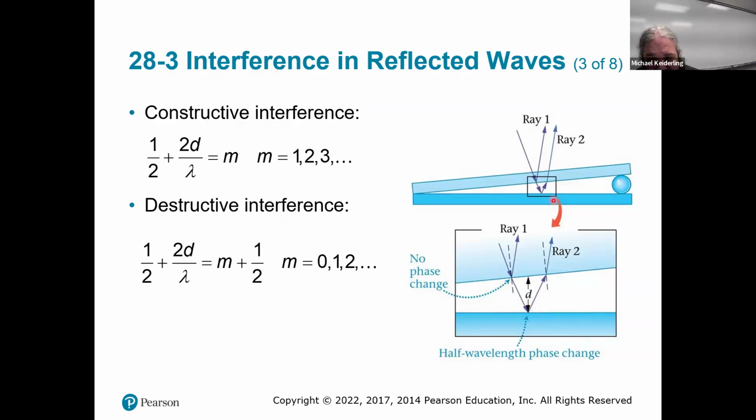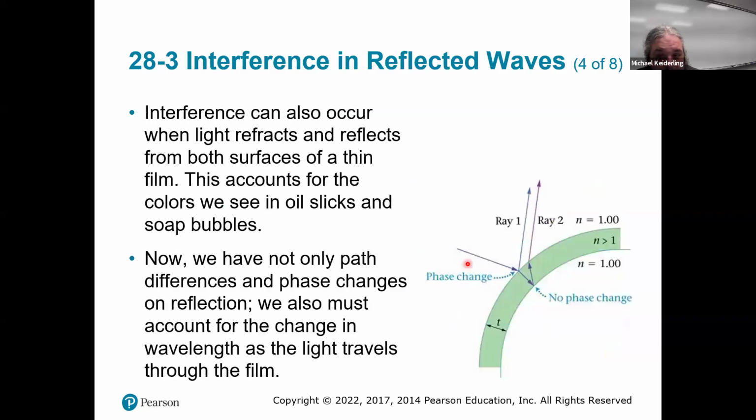And if you want to see something like this, maybe without this gap going on, if you've ever seen those colors on an oil slick, that's caused by interference in the reflected waves, or on a bubble. So this can also occur when light reflects from both surfaces of a thin film. This accounts for the colors we see in oil slicks and soap bubbles. So here there is a phase change for ray 1 of half and no phase change for ray 2 on the bottom.